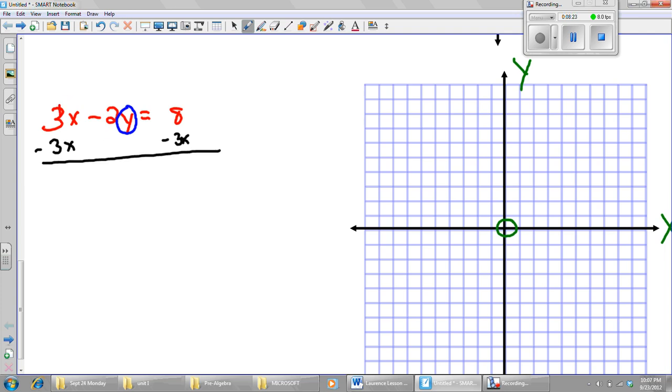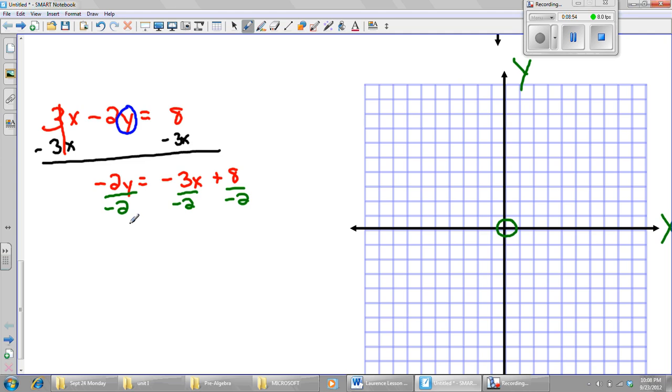The left-hand side, these cancel. I get -2y. And then on the right-hand side, I get -3x plus 8. Okay. Well, y is not alone yet. I have this -2 here. So it's attached by multiplication. I'm going to divide by -2 on every term.